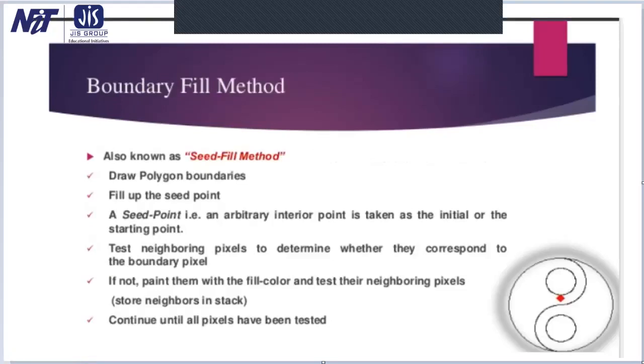Boundary fill method is also known as seed fill method. You can see in the diagram that there is a seed. In the seed fill method, we draw polygon boundaries and fill up from the seed point. A seed point, that is an arbitrary interior point, is taken as the initial or starting point. We test the neighboring pixels to determine whether they correspond to the boundary pixels. If not, paint them with the fill color and test their neighboring pixels, and we store neighbors in a stack. We continue this process until all pixels have been tested.